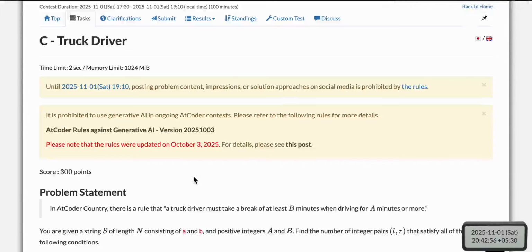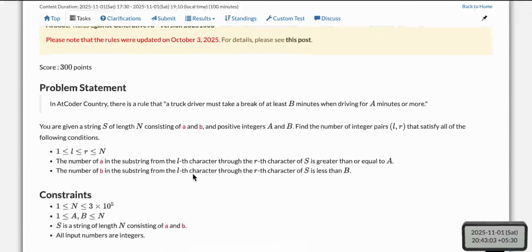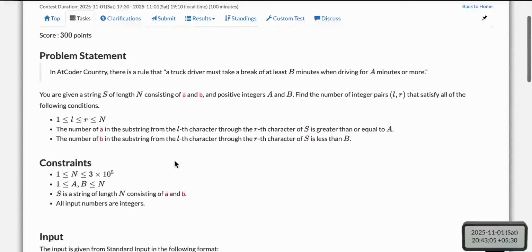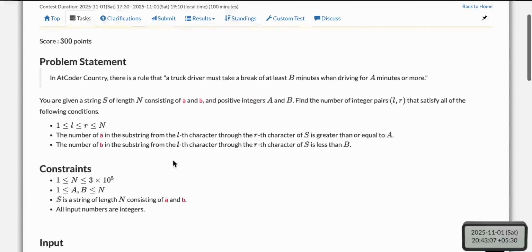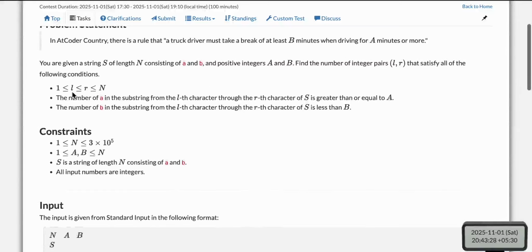Now let's move to the third problem. I was not able to implement this problem, but I think I got the approach for it. So let's read the problem and discuss what came to my mind during the contest. You are given a string s of length n consisting of a and b, and positive integers a and b. Find the number of integer pairs L and R that satisfy all of the following conditions.